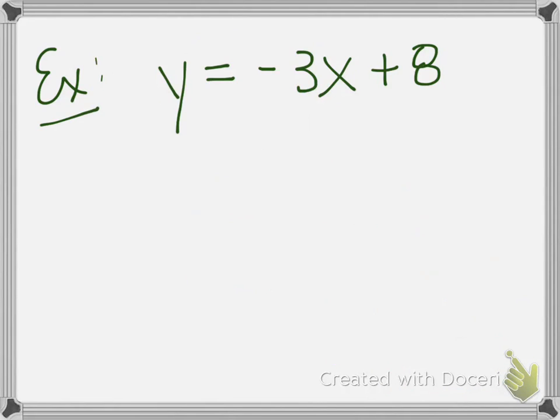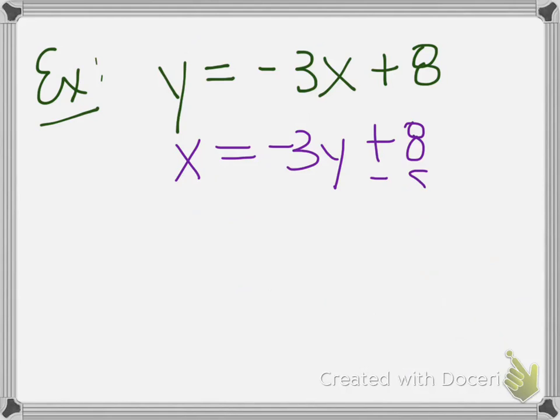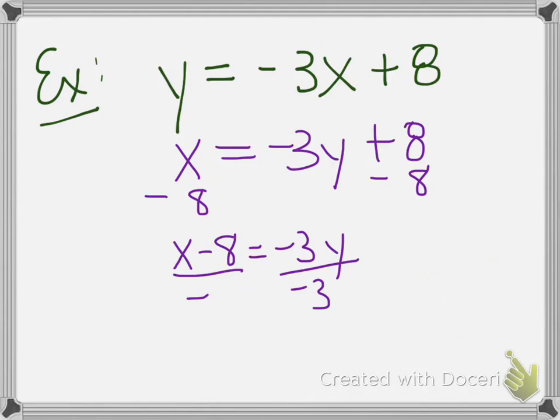y equals negative 3x plus 8. To make the inverse, I'm going to switch the x with the y. Now I need to solve it for y again, to where y is by itself. So I'm going to subtract 8 from both sides. That gives me x minus 8 equals negative 3y. I want to get y by itself, so I'll divide by negative 3. So my inverse is y equals x minus 8 divided by negative 3.